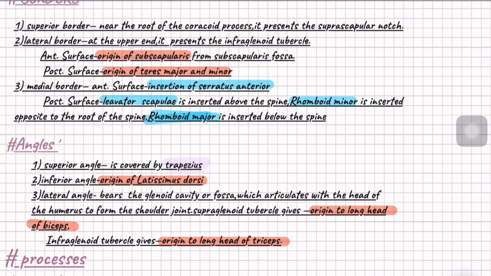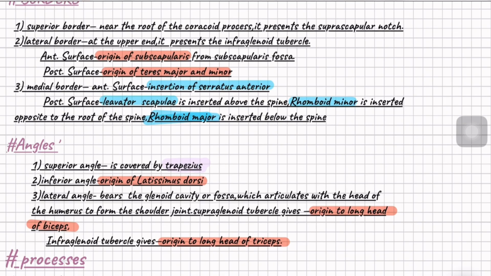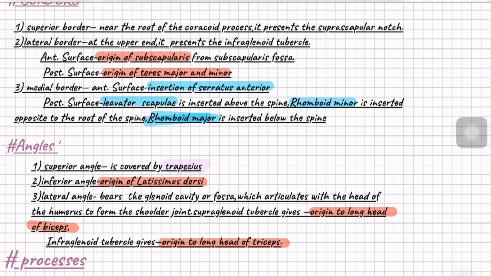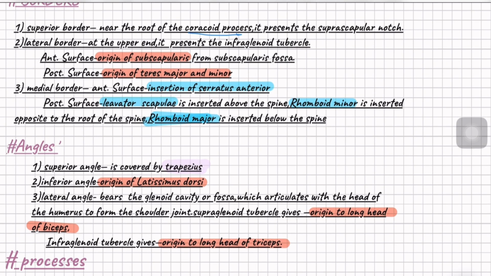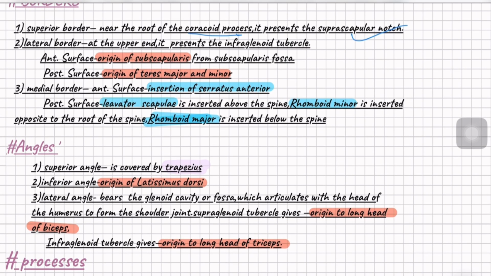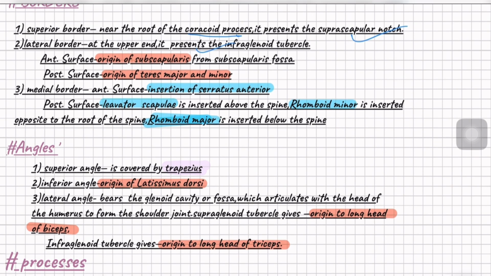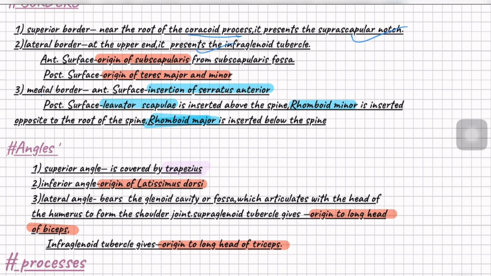Now we are talking about the borders. In the border, we have superior border, lateral border and medial border. So in the superior border, near the root of coracoid process it presents the suprascapular notch, while in the lateral border at the upper end it presents the infraglenoid tubercle, and this is the medial border.